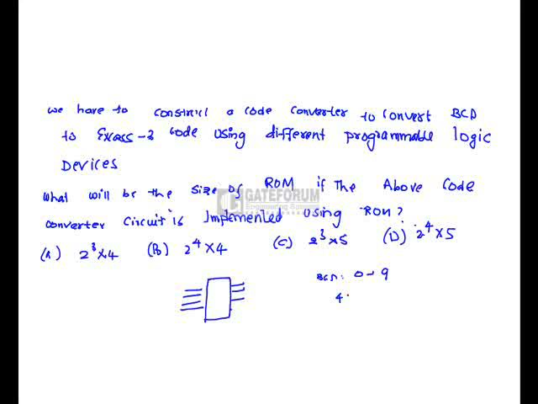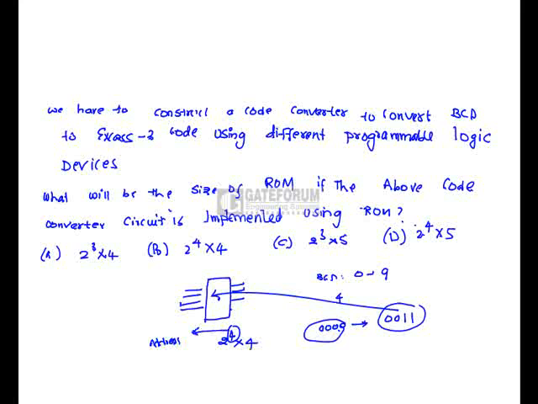And similarly for the output, if the input is 0 0 0 0, the corresponding XS3 code is 0 0 1 1. This has to be present in the memory itself. So if we give this particular address, this data is available at the output of the ROM. Hence it is going to be 2 power 4 by 4. This first 4 is the address bus width, and this 4 is the data bus width. Hence option B is correct.